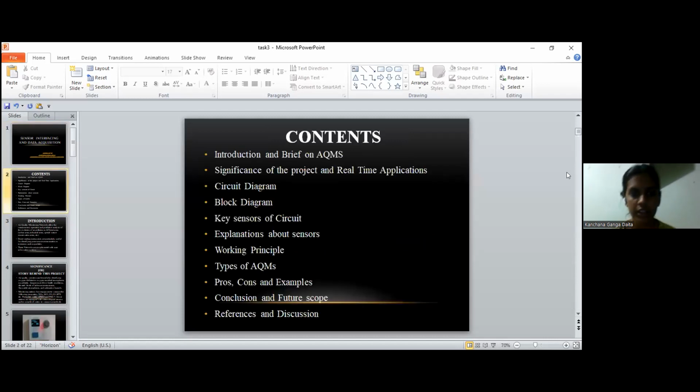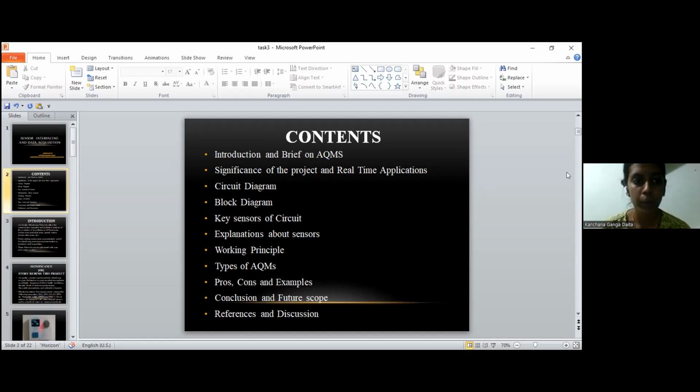So, firstly, let's see the contents of this presentation. Let us look at the introduction and a brief on the air quality monitoring system. Actually, we are using this sensor, and the data was acquired with the help of these sensors connected to the air quality monitoring system, which helps us take the input data, compute it, and get the results.